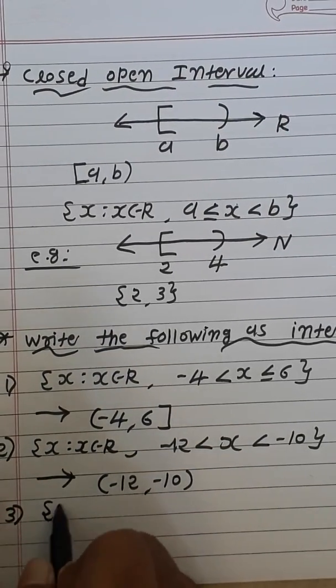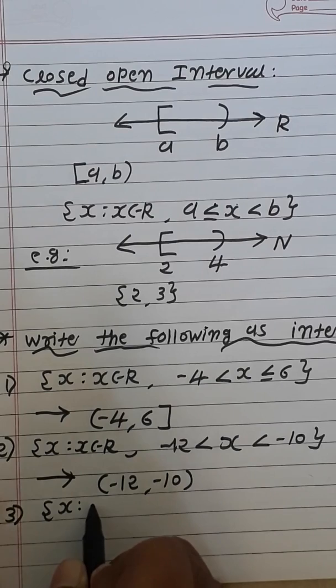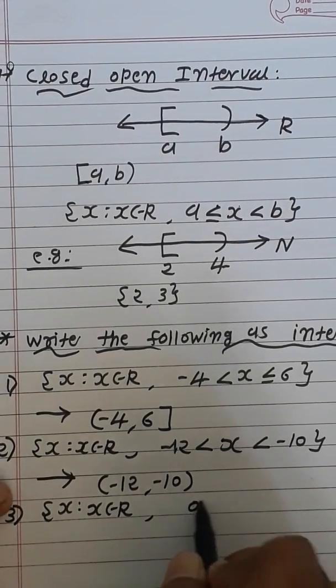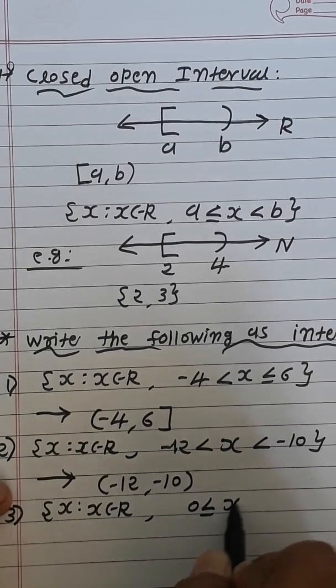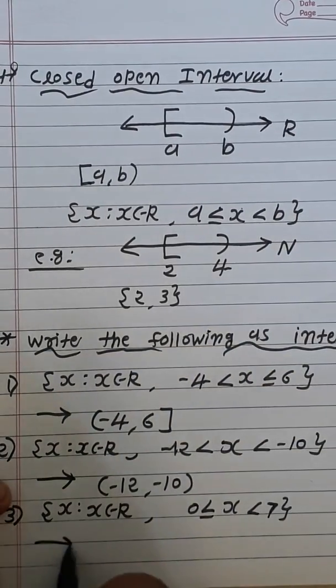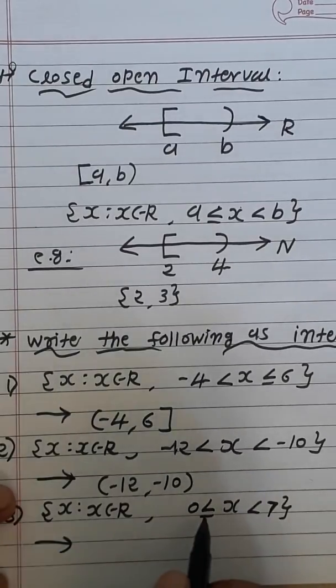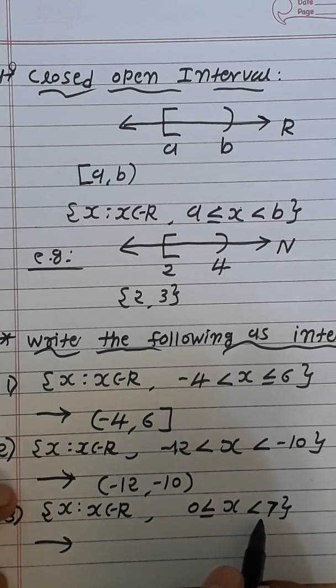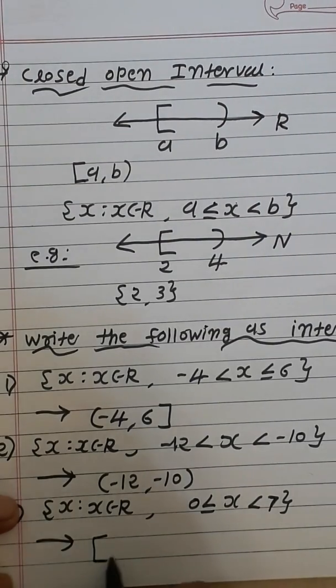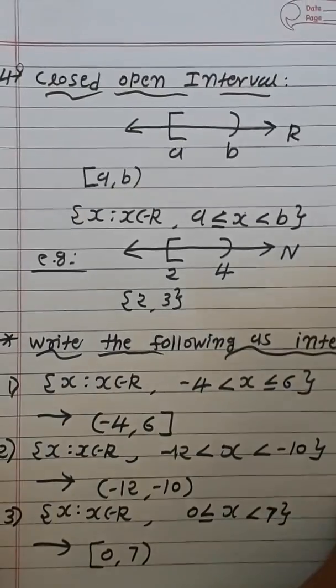Next, the third question: {x : x belongs to R, 0 ≤ x < 7}. On one side less than or equal is present and on the other side strictly less than is present. So we can represent it as the closed-open interval [0, 7).